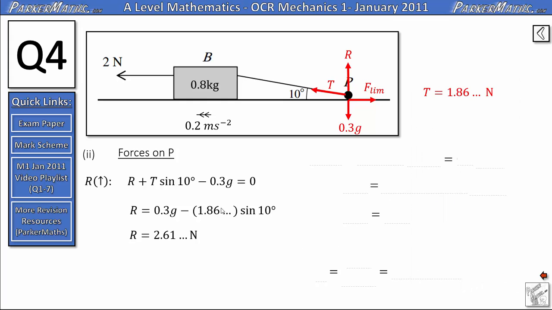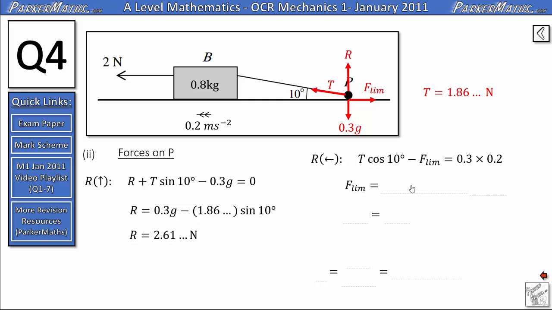Next we're going to resolve in a horizontal direction. We'll take left to be positive because that's the direction of the acceleration. We've got a component of the tension which will be T cos 10, and in the other direction we've got limiting friction. On the right hand side we've got mass times acceleration. Remember, this time the mass is 0.3, multiply that by the acceleration 0.2. Rearranging to get Flim on its own, we add Flim to both sides and then we subtract 0.3 times 0.2.